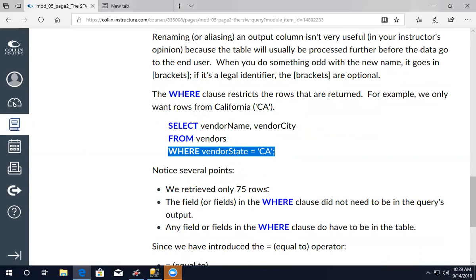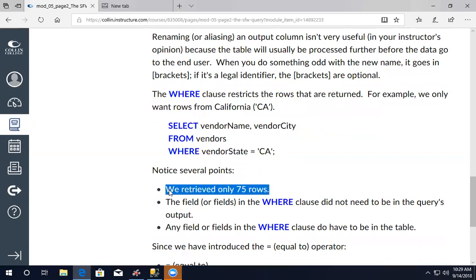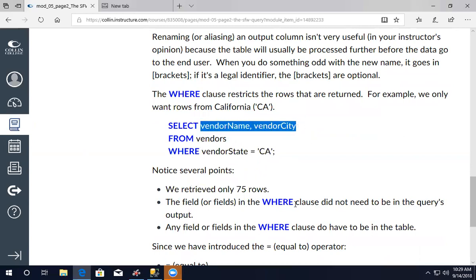Okay, we retrieved fewer rows, was the idea. Only the rows that met this condition. The field or fields in the where clause did not have to be in the query's output, although they usually are. Well, no, that's not true. They don't have to be in the query's output. So I did not select vendor state; it does not appear up here. Vendor state does have to be in the table, but it doesn't have to be in the output of the query. Fair enough?